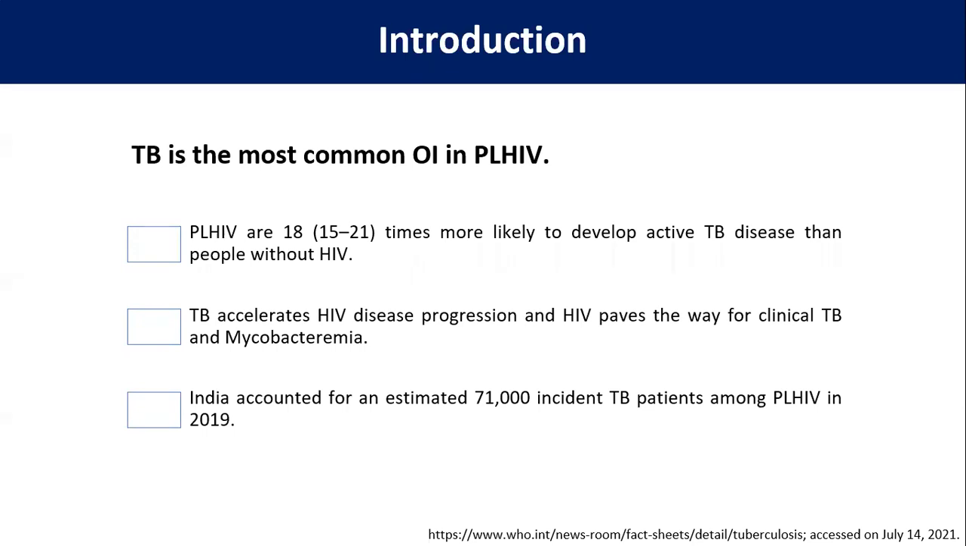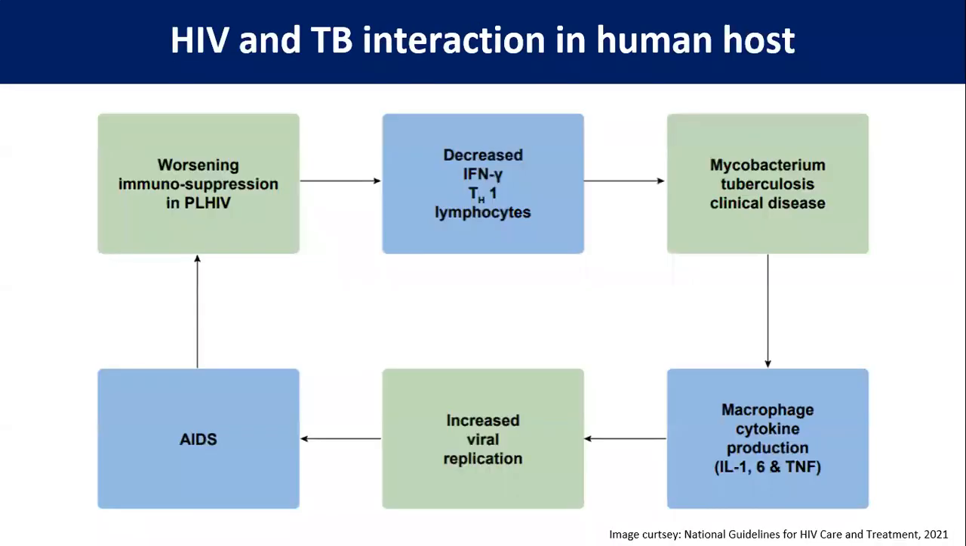The presence of HIV predisposes the person to have tuberculosis more often than the general population. And having tuberculosis in an HIV patient also causes acceleration of the disease progression of HIV. Now, in India, in 2019, there were 71,000 cases of TB recorded in PL-HIV.